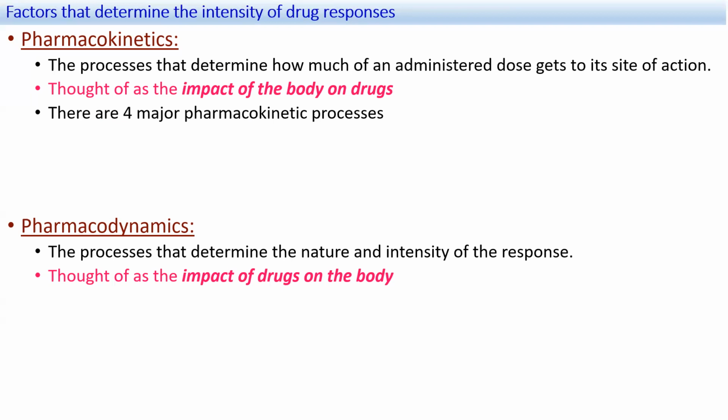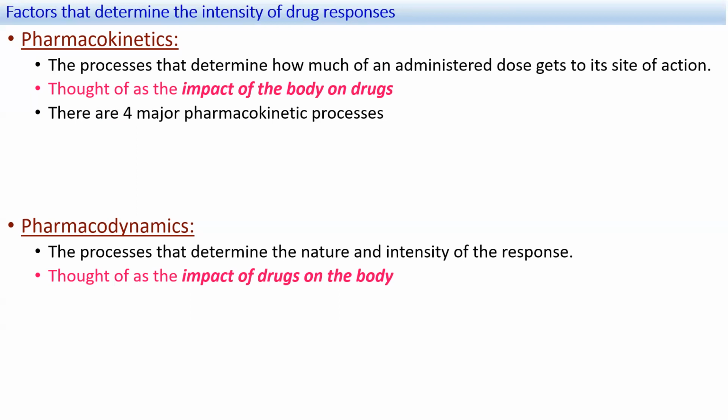Pharmacokinetics determine how much of that administered drug gets into the site of action, being absorbed, distributed, metabolized, and excreted. And then pharmacodynamics determine the nature and intensity of the response. In other words, the impact of the drug on the body.